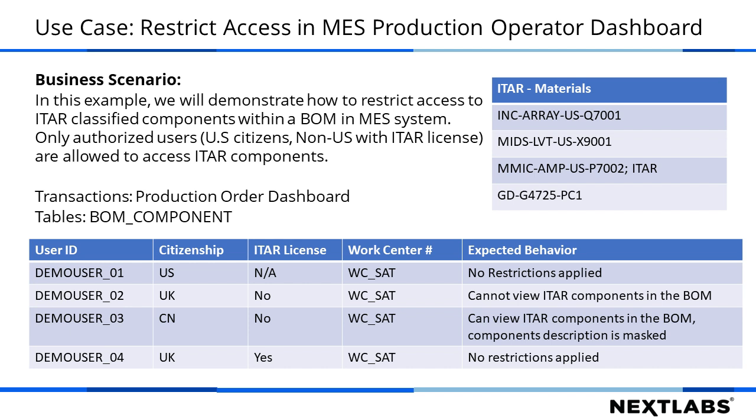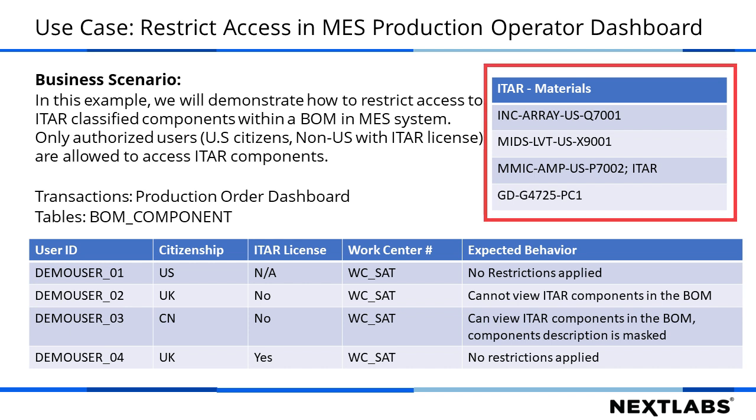Demo user 1, who is a United States citizen, has no restrictions and can view all the BOM components. Demo user 2, who is a UK citizen, cannot view ITAR components in the BOM. Next, demo user 3, who is a Canadian, can view the BOM components, but the operation list description is masked. Lastly, demo user 4, who is a UK citizen and has the export license, is allowed to view all the ITAR components.